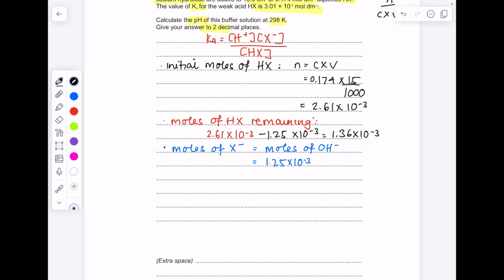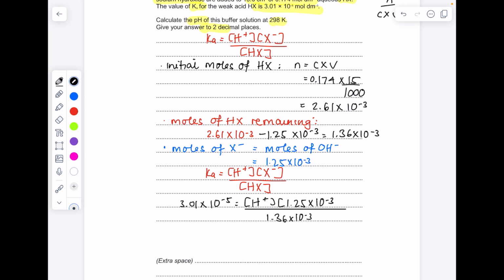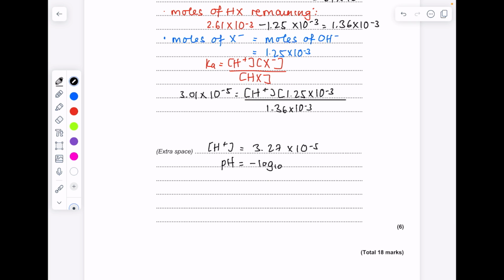We're so close now. Let's sub in our value for Ka. We're finding our concentration of H+ ions. That equals 3.27 times 10 to the minus 5. So our final answer is 4.49.